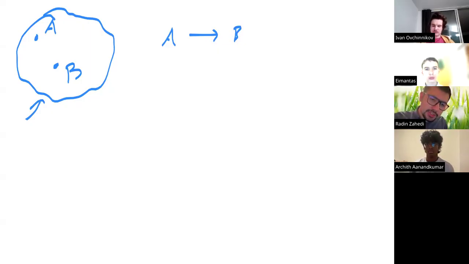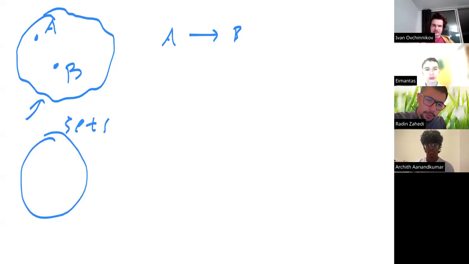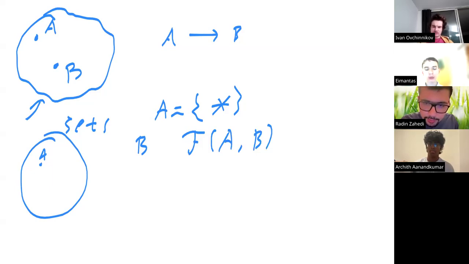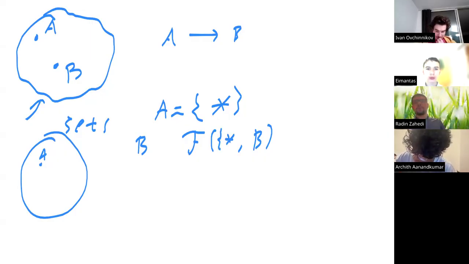So let's give some examples. If we're taking our sets and we fix our object A to be the set on one element, for each set B, what would be the set of functions from A to B, where A is just the one element set? So, any ideas?